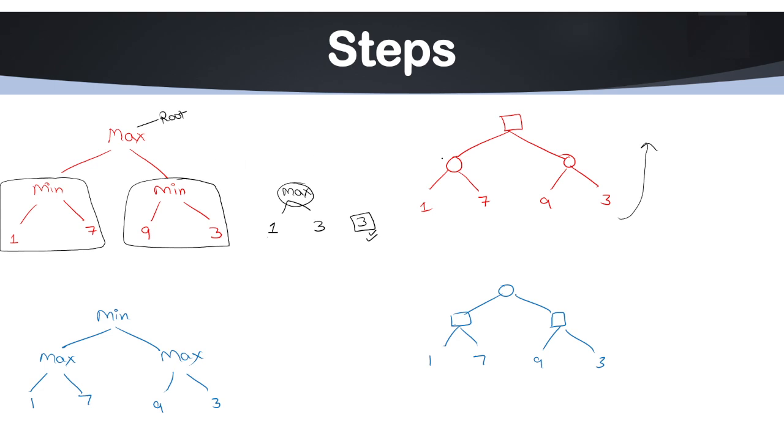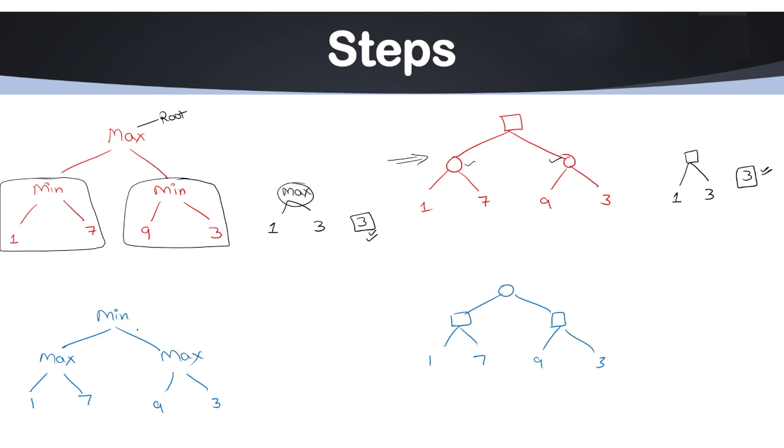Right? A similar question can be asked with the help of some graphical representation. So using these graphs, we can say circle represents min. That means we have to select the minimum value out of 1 and 7. So out of 1 and 7, the minimum value is 1. Out of 9 and 3, the minimum value is 3. Then we have a square. Square represents max. That means the maximum value we have to find here is 3. That is the optimal solution.